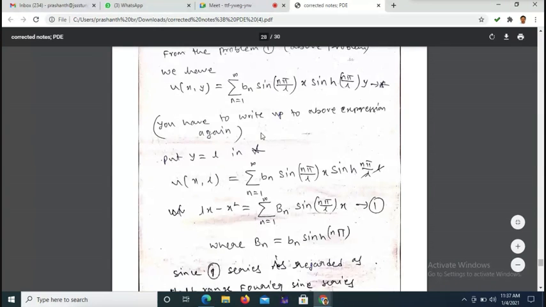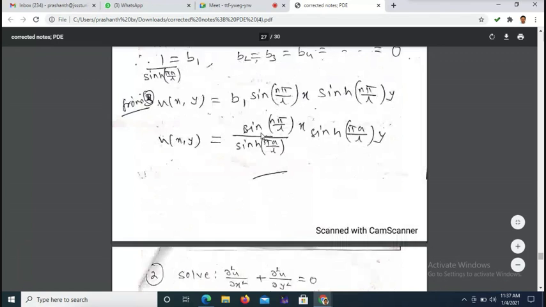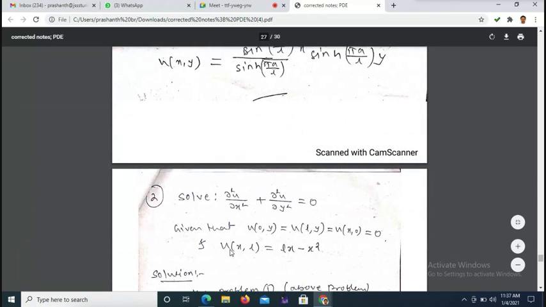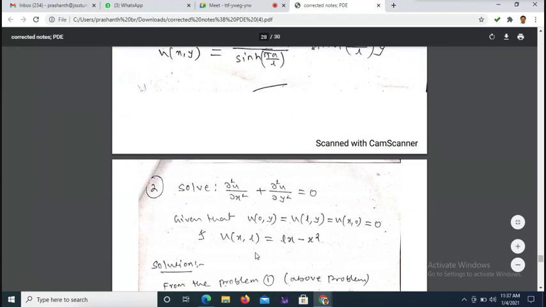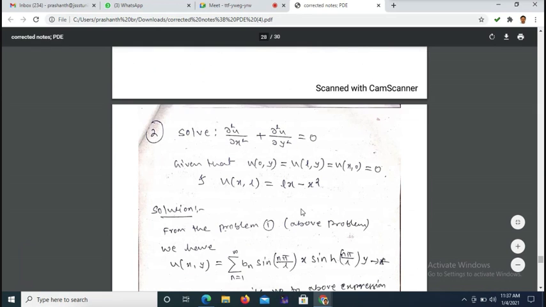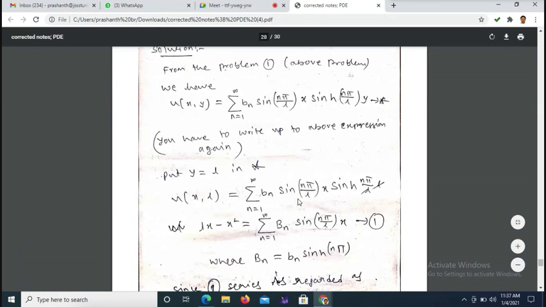So put y equals L. Why am I telling y equals L? Because of the given data: u of x comma L is Lx minus x square. But in the previous problem, u of x comma L was some other sin pi x by L. That's what. Lx minus x square. So put y equals L in star, in the place of y I'm substituting. L L gets cancelled, sinh n pi by L into x.